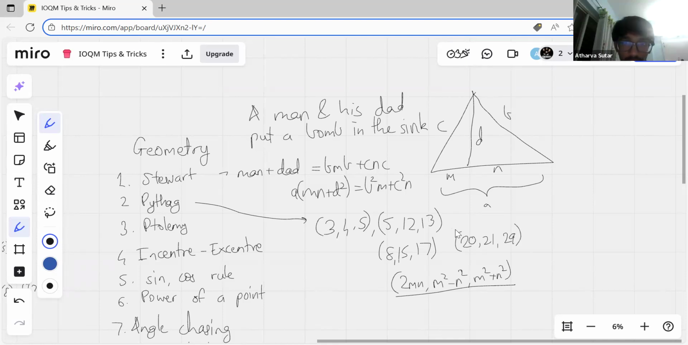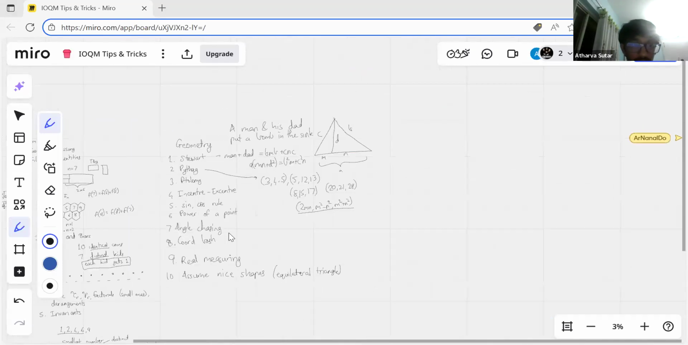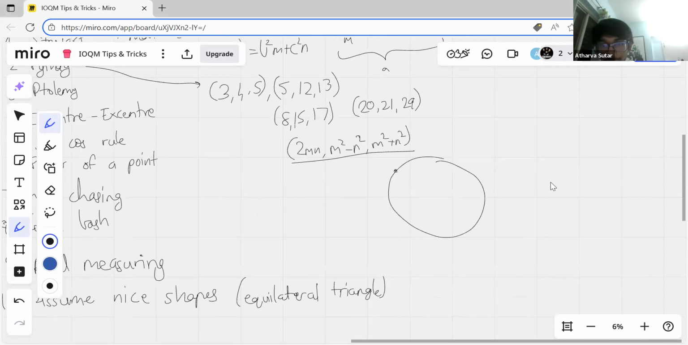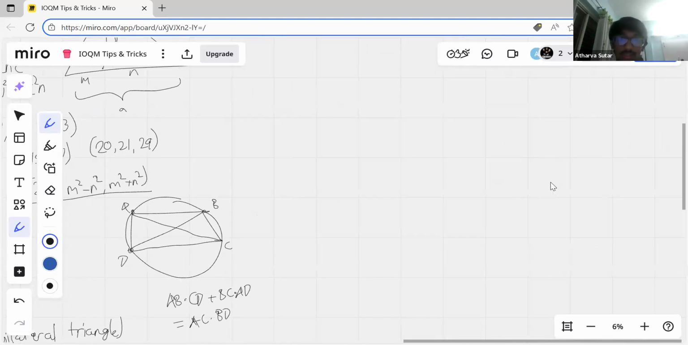Okay, now the incenter and Ptolemy theorem. I'll just go over these theorems briefly. If you're given a cyclic quadrilateral ABCD, and it has diagonals, then AB times CD plus BC times AD is equal to AC times BD. This is Ptolemy's theorem.